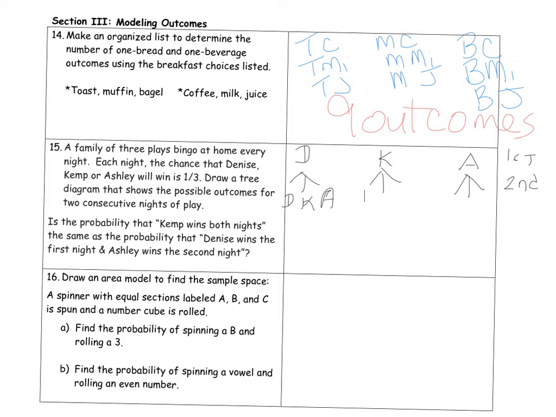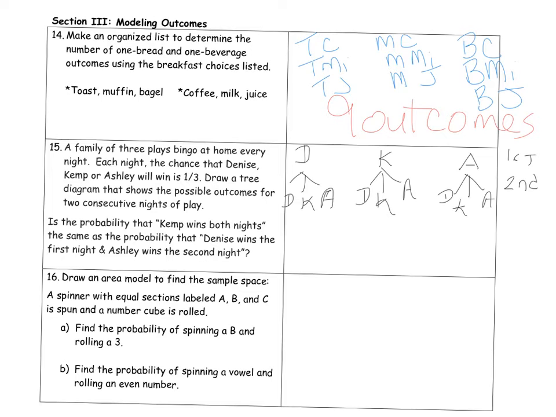If Kemp wins the first night, Denise could win the second night, Kemp could win the second night, or Ashley could win the second night. So we could have Kemp, Denise, Kemp, Kemp, or Kemp, Ashley. If Ashley wins the first night, we can have Denise win the second night, Kemp win the second night, or Ashley could win the second night. So therefore, we could have Ashley, Denise, Ashley, Kemp, or Ashley, Ashley. In this case, we count the repeats because we're dealing with 2 separate nights that order matters. So this represents our sample space.